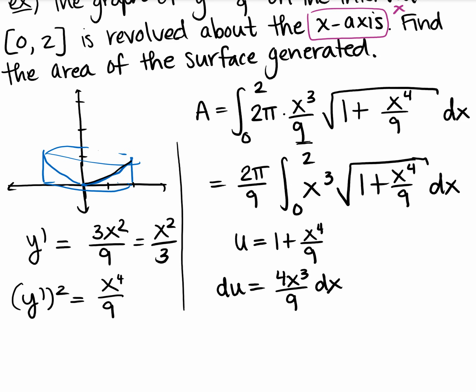But what do I want to get rid of? So this whole thing here is replaced with u. What else do I need to get rid of? X cubed dx. So I'm just going to multiply by 9/4. So what is x cubed dx going to be replaced with? That's going to be replaced with 9/4 du.